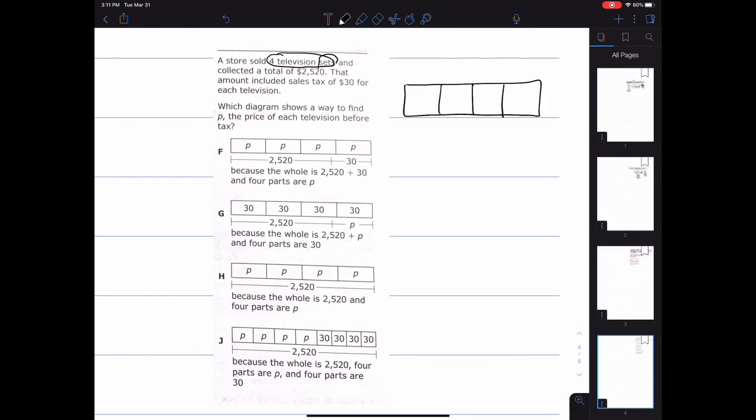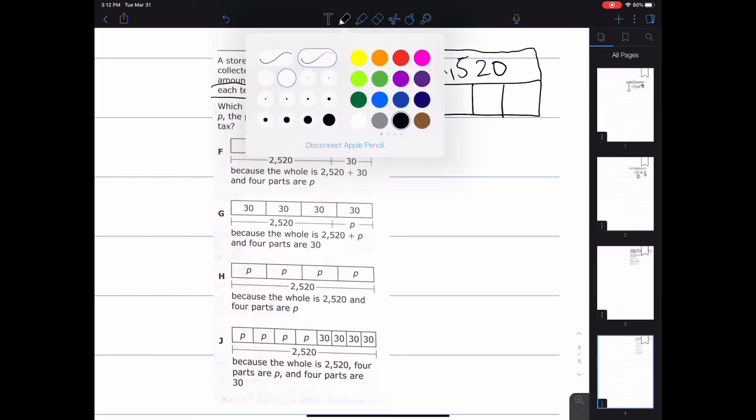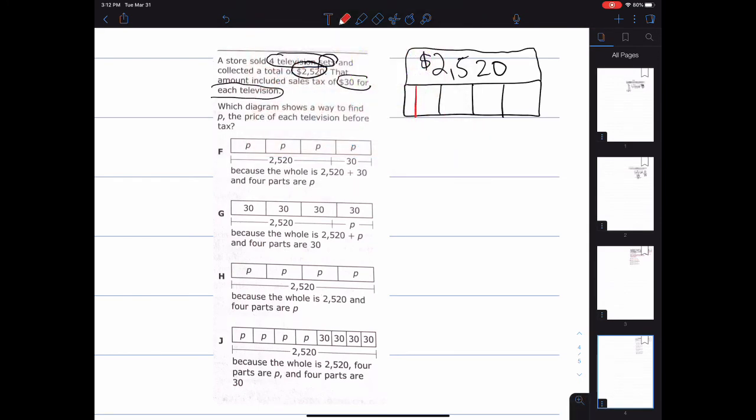And she collected a total of $2,520. So my total is going to be $2,520. That amount includes sales tax of $30 for each TV. So this is important. I know the total was $2,520. And I know I have 4 TVs, but out of those TVs, they had to pay $30 tax for each one. To show that, I'm going to put here $30 for this TV, $30 for this TV, and $30 for this one, $30 for the last one.